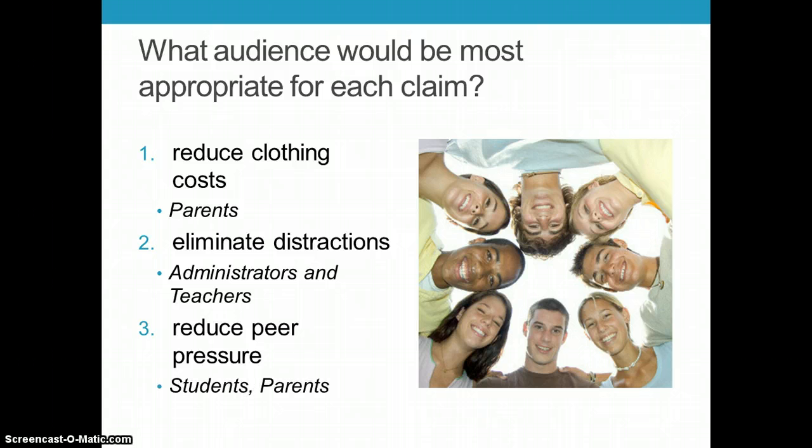So think about your audience. Think about what claims are going to be most appropriate for them, what claims are going to be more appealing to them, so that you can be more convincing to your specific audience.